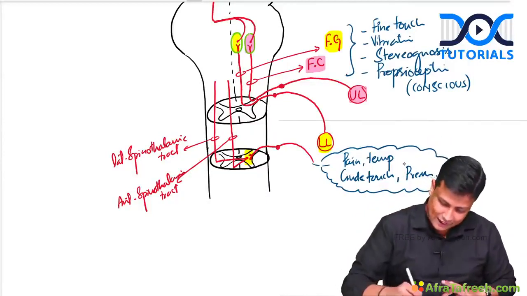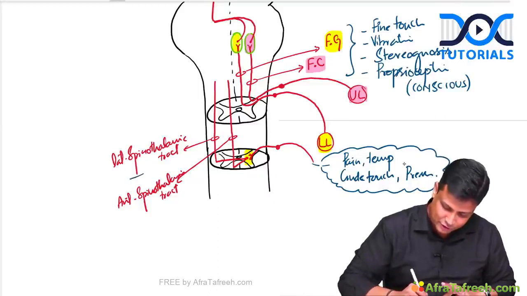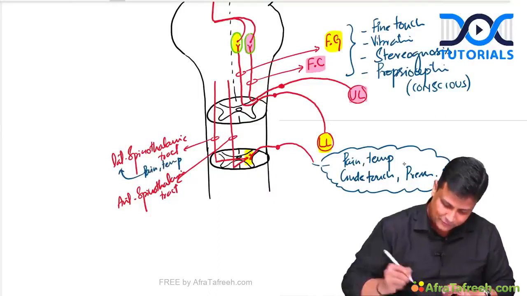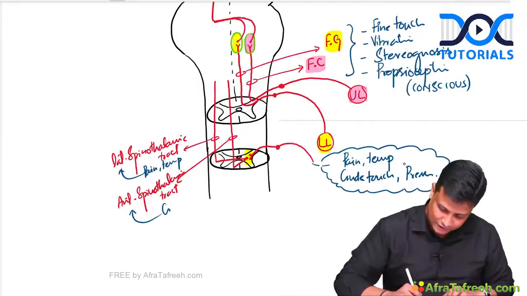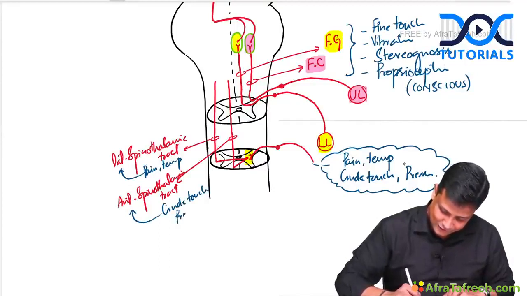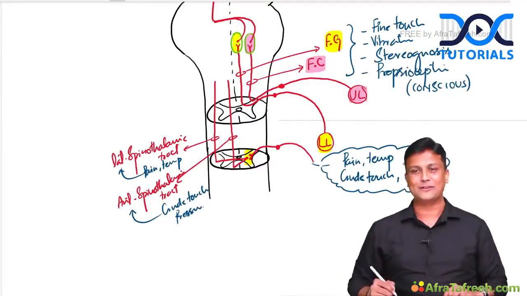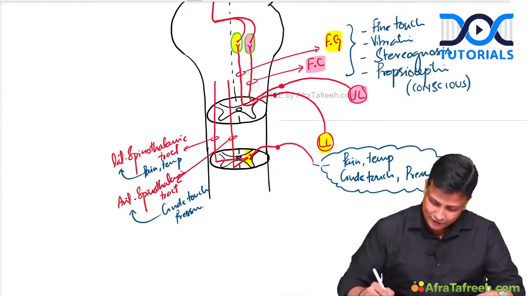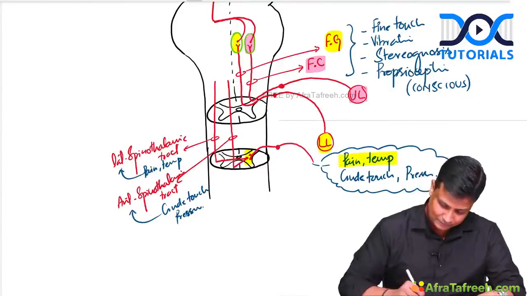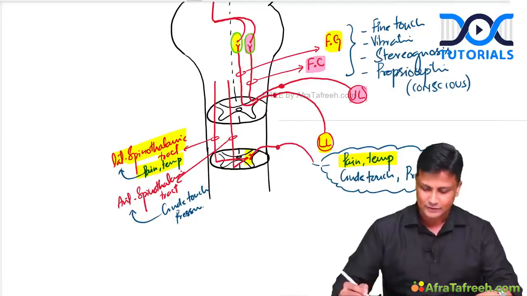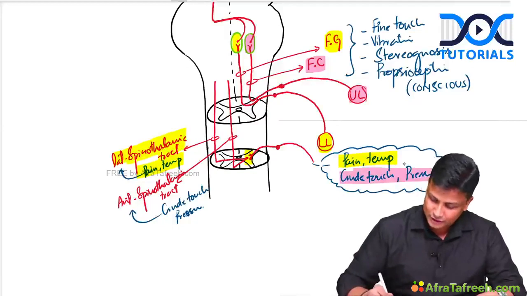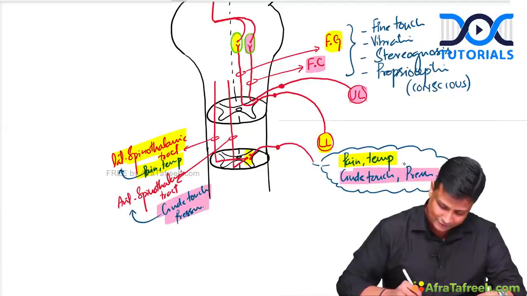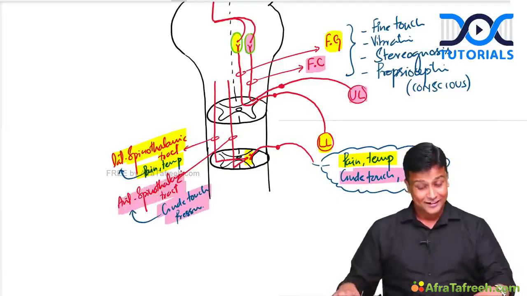Okay. Out of this, remember, the pain and temperature will be going through the lateral spinothalamic tract, whereas the crude touch and pressure will be going through the anterior spinothalamic tract. Crude touch and pressure will be passing through the anterior spinothalamic tract. Understanding? So let me give a different color code here, guys. The pain and temperature is going through the lateral spinothalamic tract, and the crude touch and pressure will be going through the anterior spinothalamic tract. Is it okay? Understanding here?